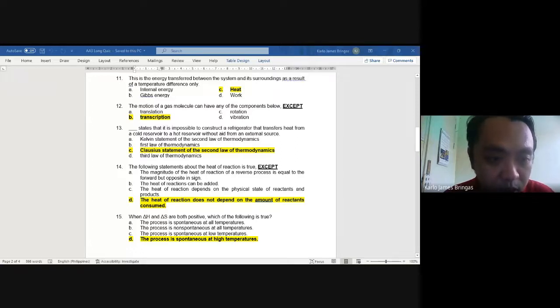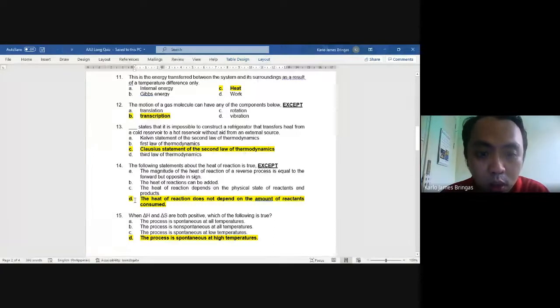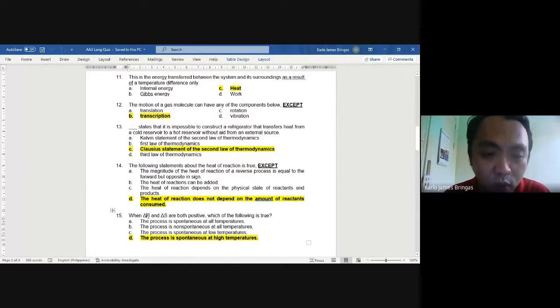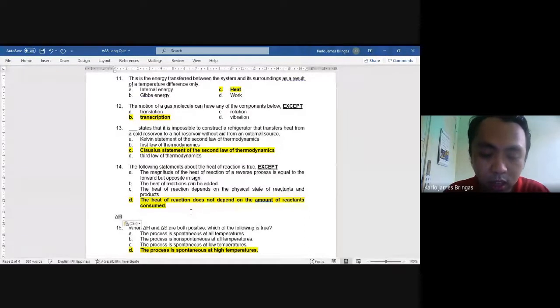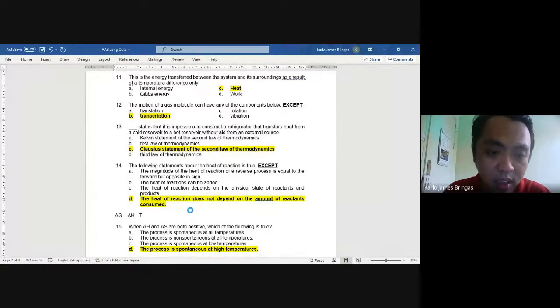And number 15, we have the following. When delta H and delta S are both positive, which of the following is true? In number 15, we have to go back to the definition of delta G. For the sake of this one, let me type in the equation for delta G in here. Delta G, if you might recall, is equal to delta H minus T delta S.